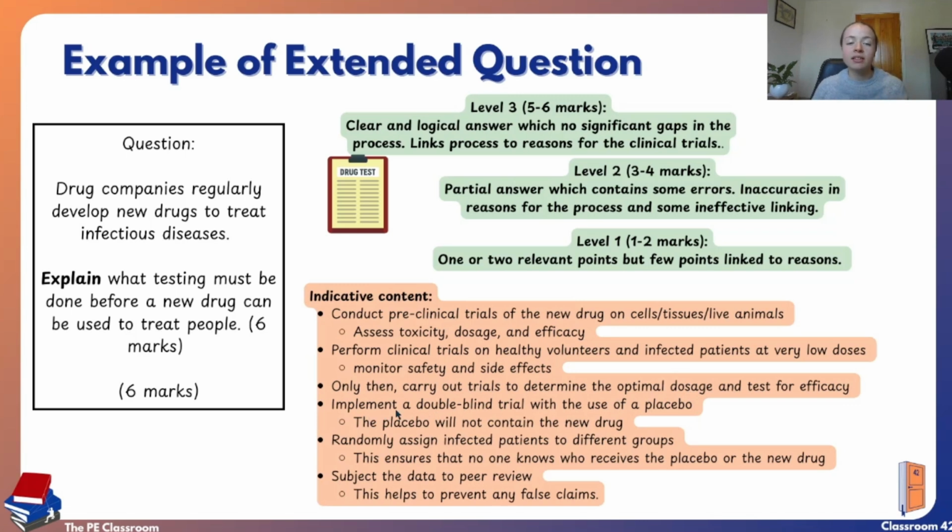And then you implement a double-blind trial with the use of a placebo, which does not contain a new drug. Randomly assign infected patients to different groups, which ensures that no one knows who receives a placebo or a new drug. Subject the data to peer review, which helps prevent any false claims. So these are the indicative content which examiners are given to basically say this is the kind of stuff that answers should be including, and then the examiner's responsibility is to determine what level the answer should fit into based on this and how well each of these elements of the indicative content are linked together.